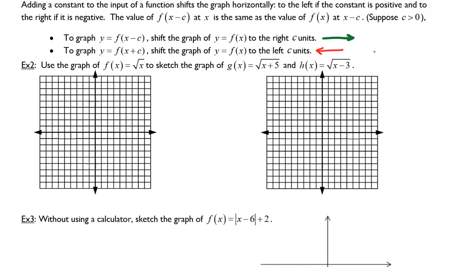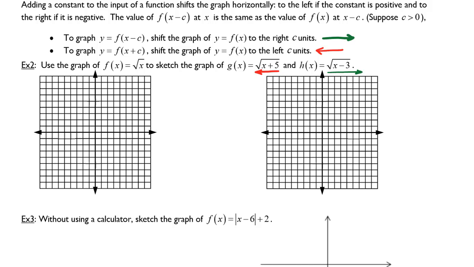If we use the graph of f of x equals the square root of x to sketch the graph of g of x equals the square root of x plus 5, and h of x equals the square root of x minus 3, if we look at g of x, we can see we're going to shift to the left 5 units, and for h of x, we're going to shift to the right 3.